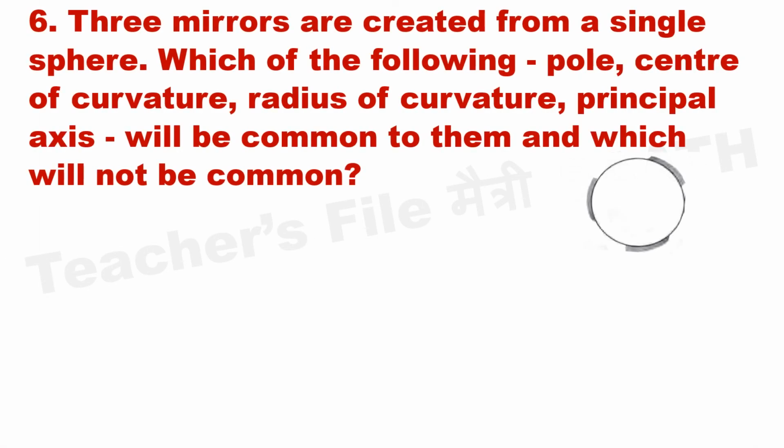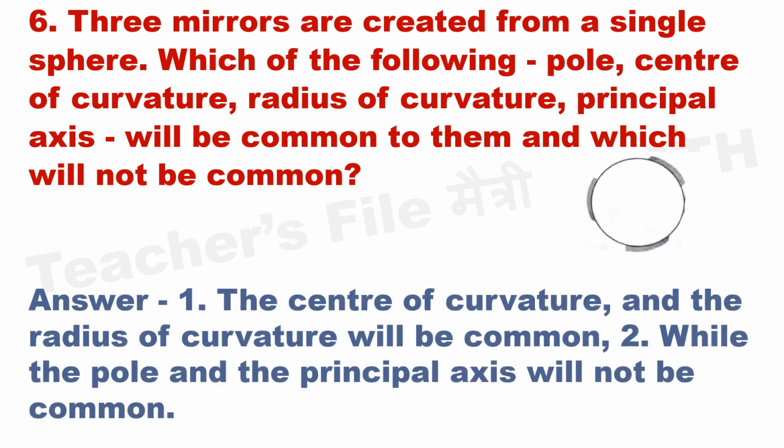3 mirrors are created from a single sphere. Which of the following: pole, center of curvature, radius of curvature, principal axis will be common to them and which will not be common? Answer: the center of curvature and the radius of curvature will be common, while the pole and the principal axis will not be common.